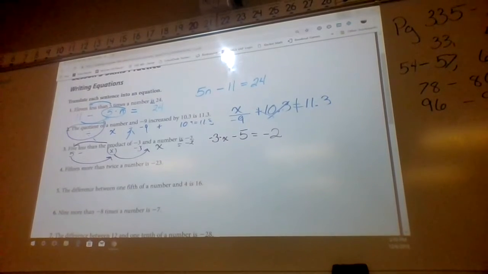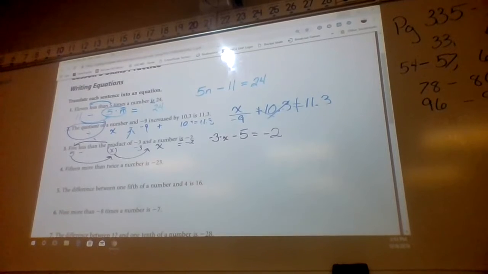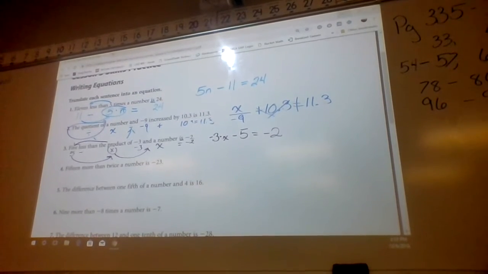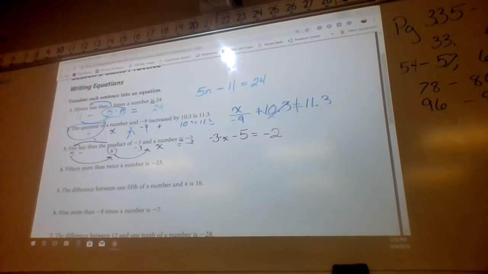Wouldn't you have to turn the 5 into a -5? Nope. What operation is this? Subtracting. What's the inverse of subtraction? Adding. No. Not there. That's why I keep moving my finger.